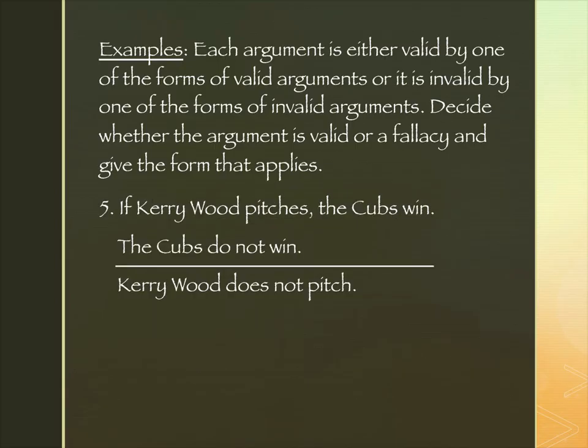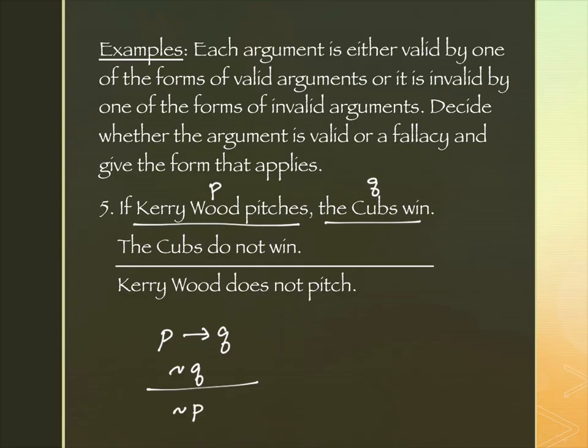Okay, one more real quick. If Kerry Woods pitches, the Cubs win. So we've got Kerry Woods pitches and the Cubs win. Those are the individual statements. So this is, again, an if-then statement. P implies Q. This then says the Cubs do not win. What is that? It is a tilde Q. We want to make sure we get it in the right order. There's my therefore line. What is Kerry Woods does not pitch? That is tilde P. So take a look back then. Which one does that match?